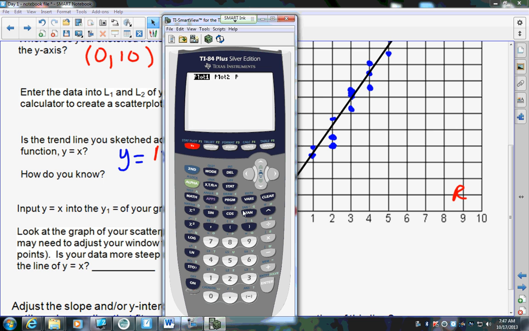So if I go in again, what happens if I put in 8? That one looks pretty good. All you do is you try numbers until you can get it to fit your points to go through the middle so you can find the equation of your trend line.